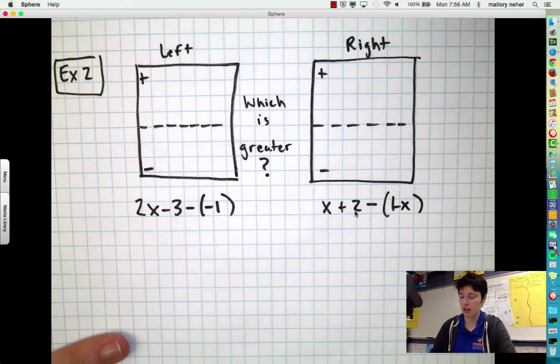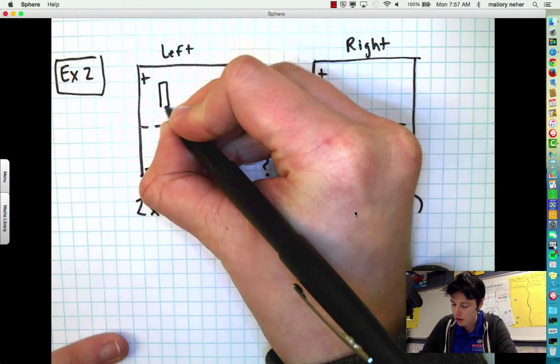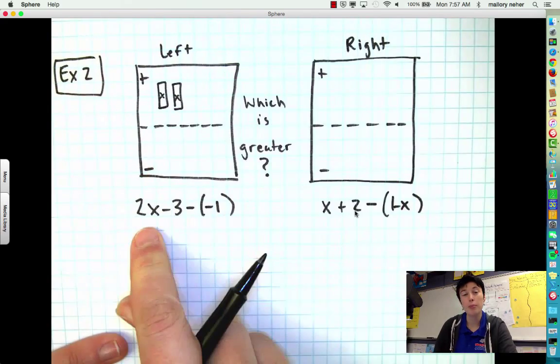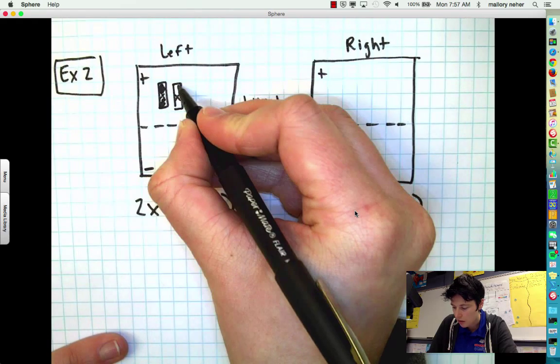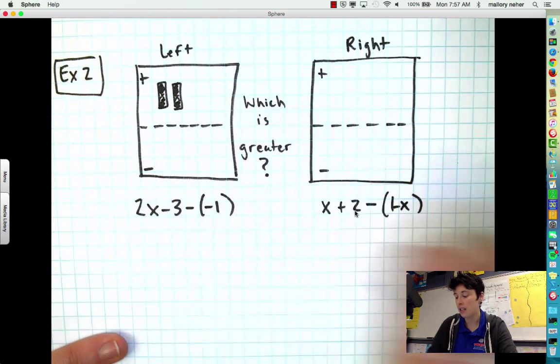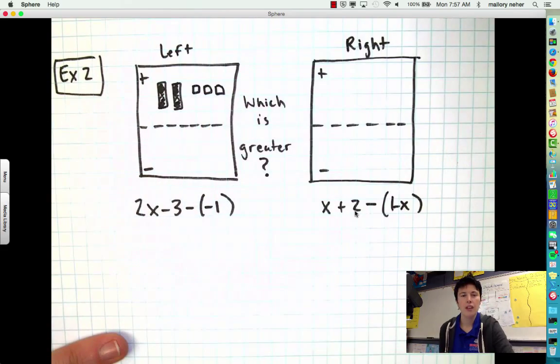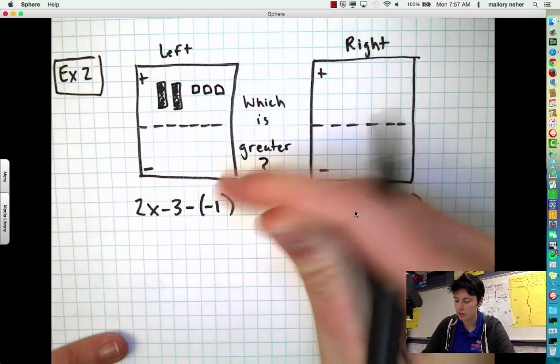Okay, so I'm going to start working on this. 2x minus 3. That means I have 2x tiles. Looks like this. And because they're positive, I'm going to have to shade those in and make them dark. So here's my 2x tiles. Minus 3 means I have 3 negatives. 1, 2, 3. And then minus parenthesis means go down to the bottom and build a negative 1 down here like that.